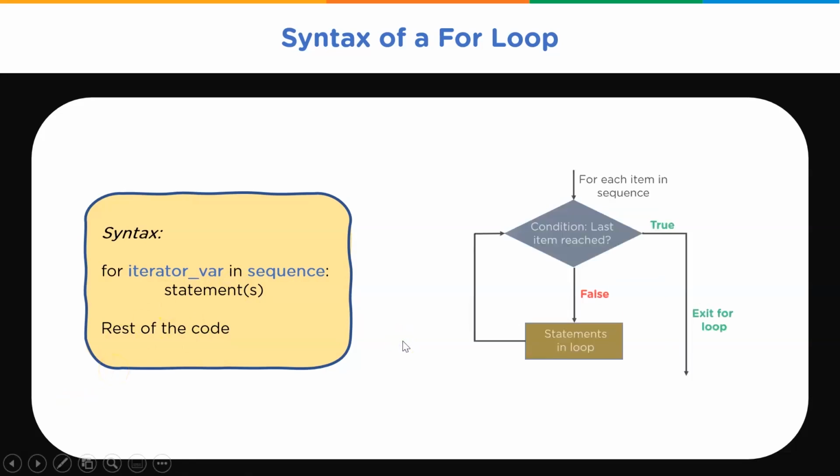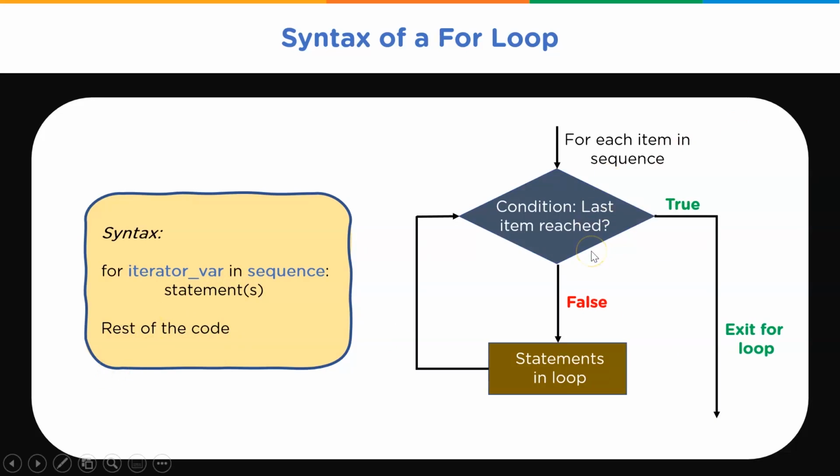And here on the right you can see this is the flow chart of a for loop. So you have for each item in sequence, then we check the condition. If you have reached the last item, if that is true, you exit out of the loop. But if it is false, you keep on running or executing the statements that are present inside the for loop. This will continue until and unless you have reached the last item in your sequence.